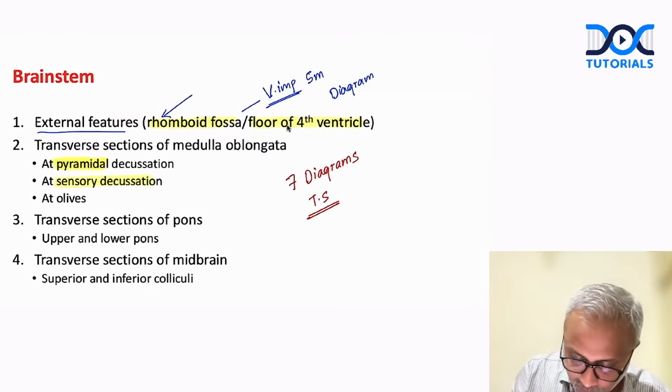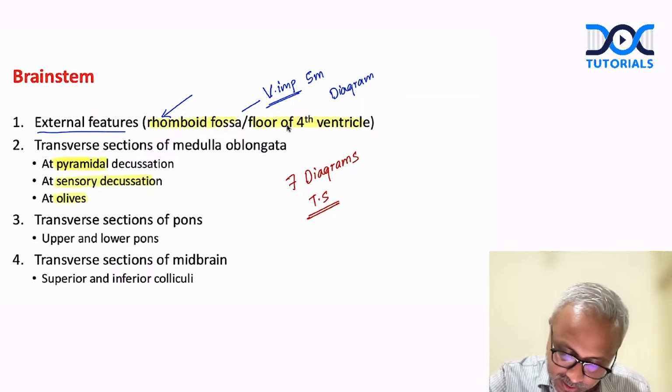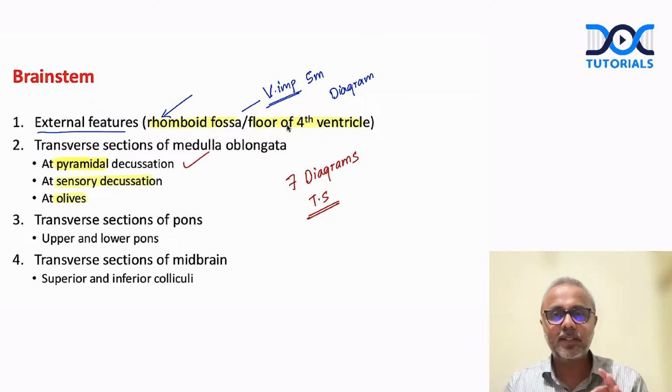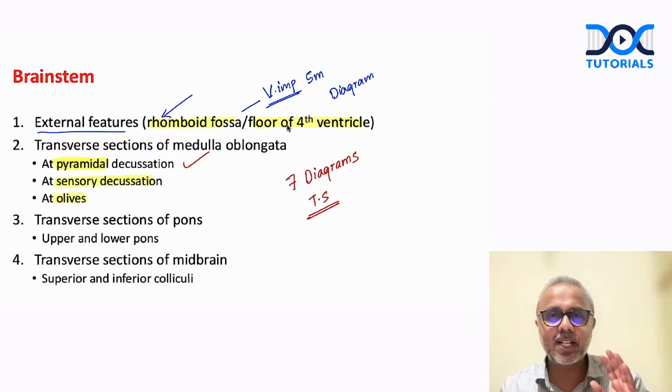At the level of olives. The most often asked question in this is the transverse section of the medulla at pyramidal decussation. Remember, when you are preparing for brainstem, you cannot choose and say, the pyramidal decussation has been asked very frequently, I will read only this, I will practice only this. Now, this would be very dangerous.